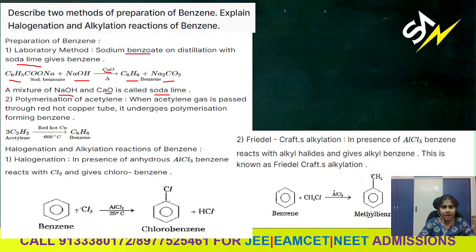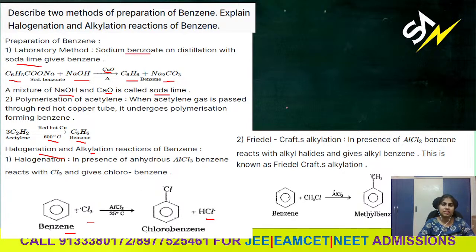It can also be prepared by the polymerization of acetylene. Here 3 moles of acetylene, taken in a red hot copper tube at 600 degrees centigrade, gives benzene, C6H6. Alkylation and halogenation reactions are given by benzene. What happens in halogenation, when benzene reacts with chlorine? There will be formation of chlorobenzene and HCl.